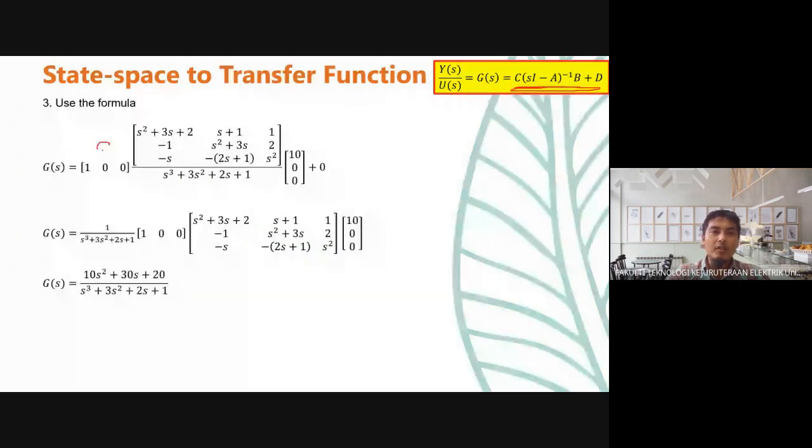So this C, this is (sI minus A) inverse, this is the B matrix plus D. Okay, so you just do the calculation for the matrix. You just take it out, and then this is your C, and this is the adjoint as I'm going to say, and this is B. Okay, and then this is the final answer.